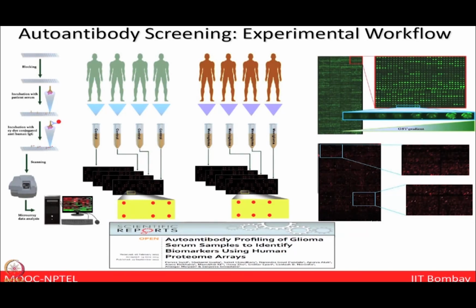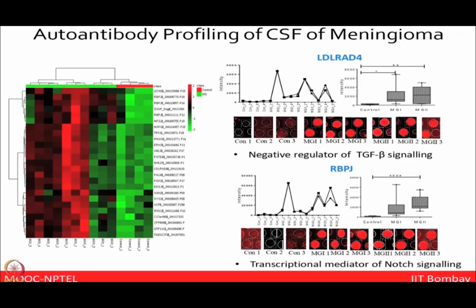To do this work, we collaborated with Johns Hopkins, where we have almost 19,000 proteins printed on the chip. Now if we see a signal from the autoantibody, which is shown in the next slide, these are the control samples, healthy individuals, meningioma grade 1, and meningioma grade 2 patients, and some proteins are showing very strong response, and these could be potential autoantibody biomarkers for the detection of this particular tumor.